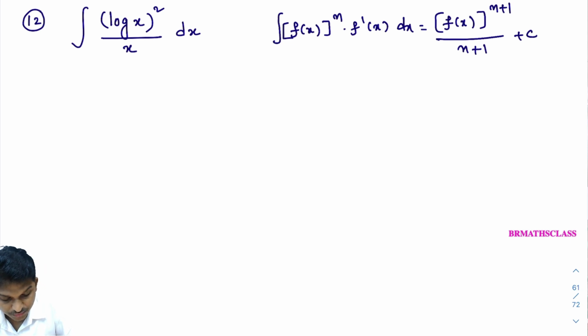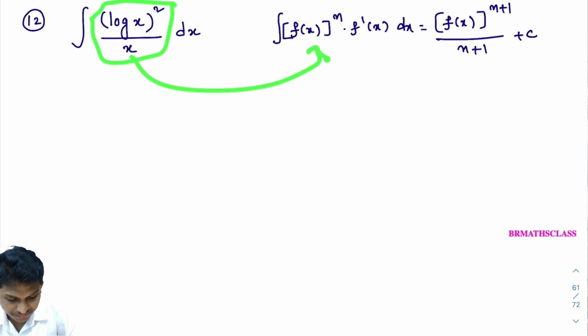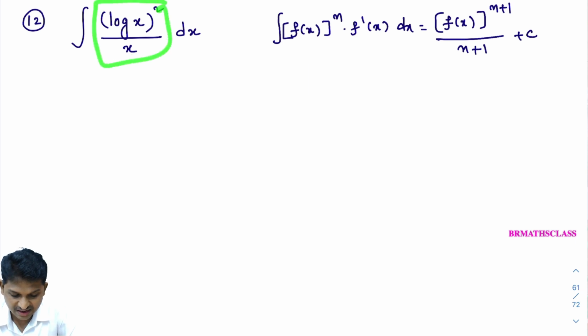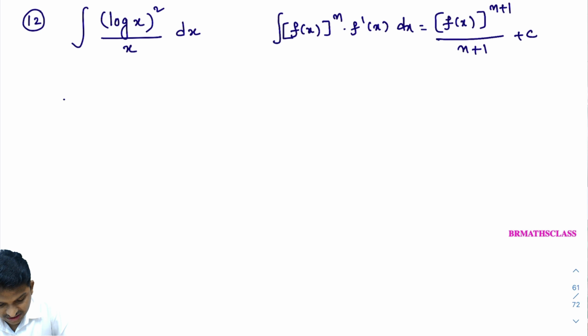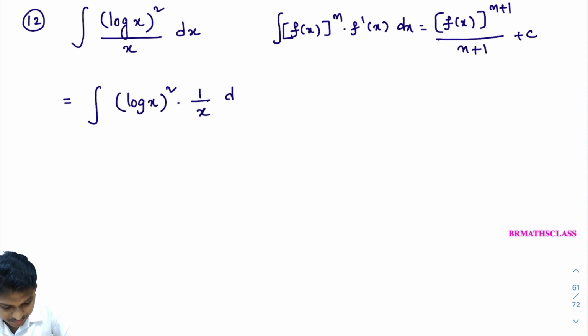Okay. Now, you look here. This is of this form, f of x whole power n into f dash of x dx. Actually, not directly, but I can write this into this form. How? Look here, with a little bit of simplification. Integral of this log x whole square by x is there. I'll write it like this: log x whole square into 1 by x dx.